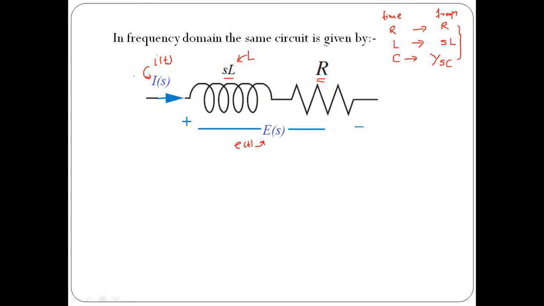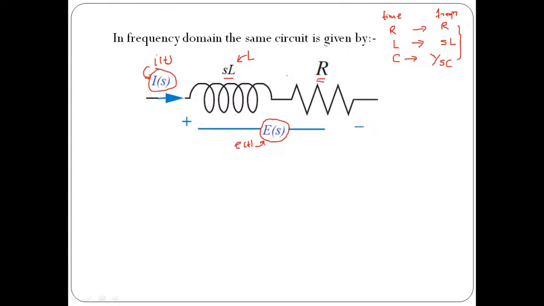So this represents the frequency domain representation for that particular system. Now in this case, this I of s is the input, this E of s is going to be the output, and this SL in combination with R indicates the system behavior. That is important.